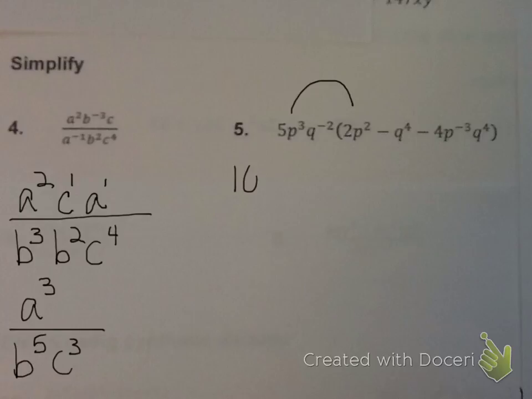Now, if we are going to divide, we subtract the exponents. If we are going to multiply them together, like the a's, we add the exponents.